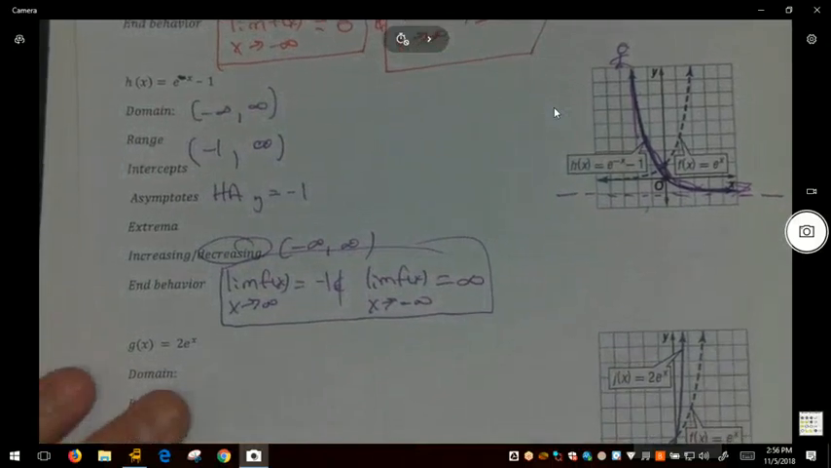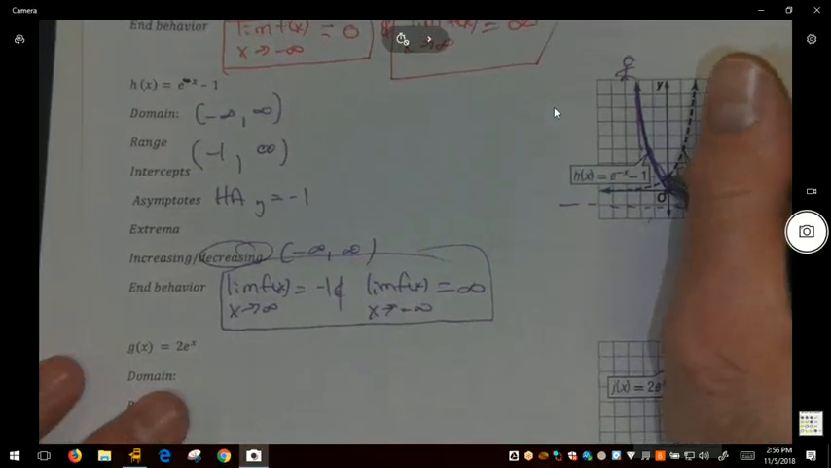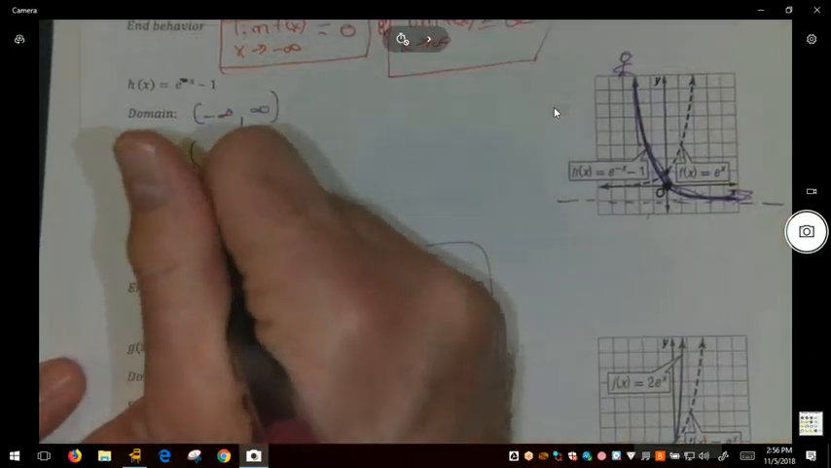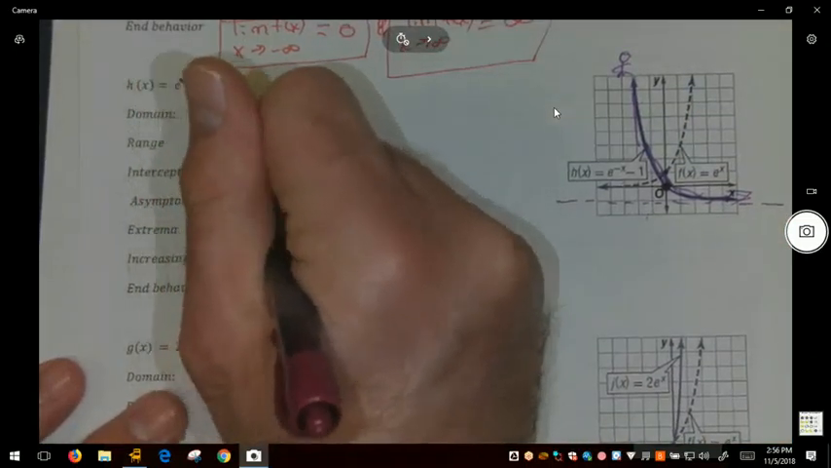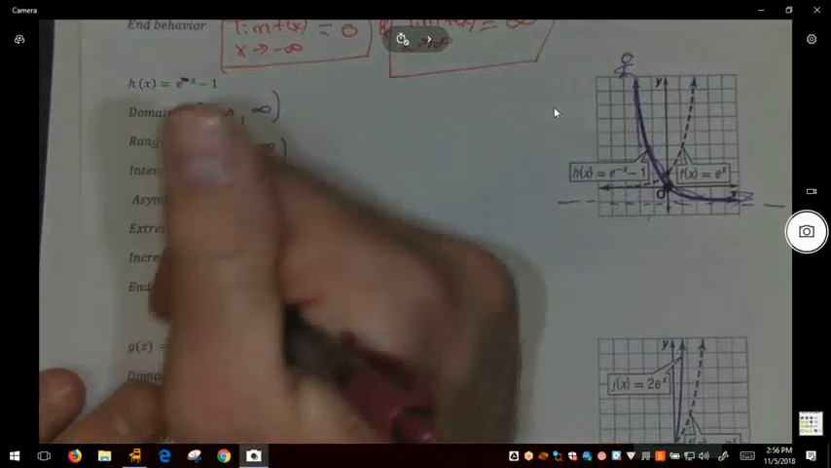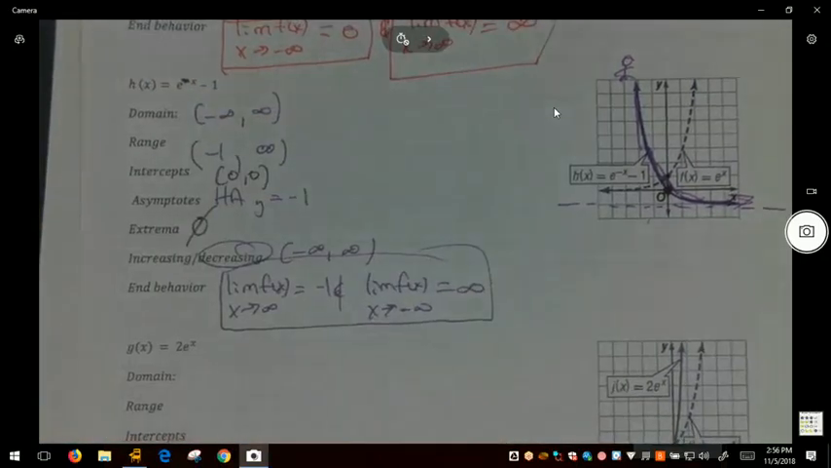The x-intercept of this one would have been (0, 1), but because it was shifted down a unit, it's (0, 0). It's actually an x-intercept and the y-intercept together. And of course, because there are no maxes and mins, there are no extrema.